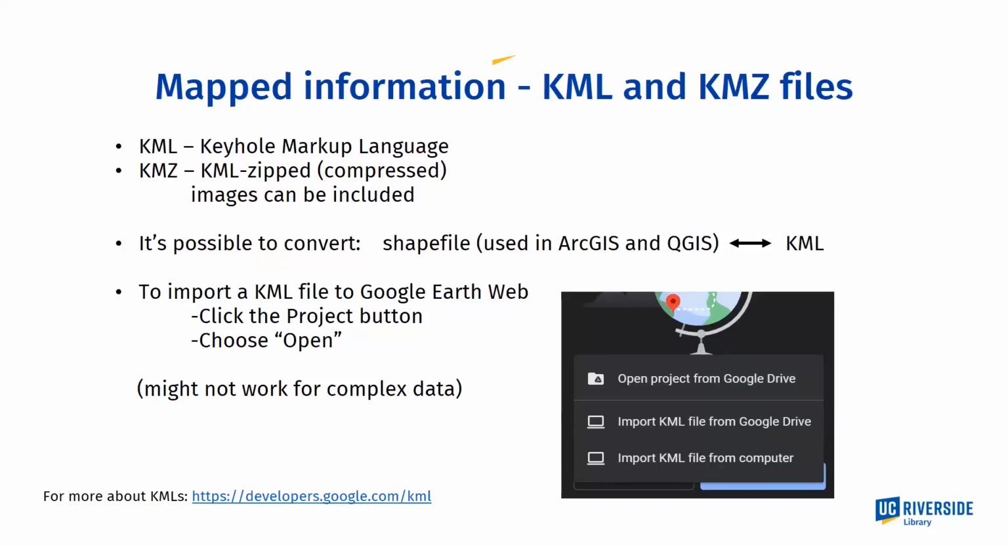So it is possible sometimes for you to be able to view something that was created in a different GIS in a Google Earth. So if you have been given a KML file and you want to import it into Google Earth Web, what you do is go to the Project button and choose Open. And then among the choices that you have, in addition to opening a project, which is what you would think when you click Project Open, you also can import a KML file from a Google Drive or from some file that's stored on your computer.